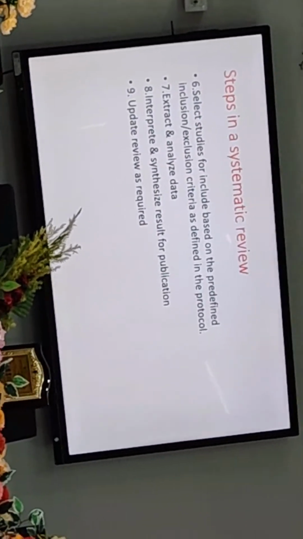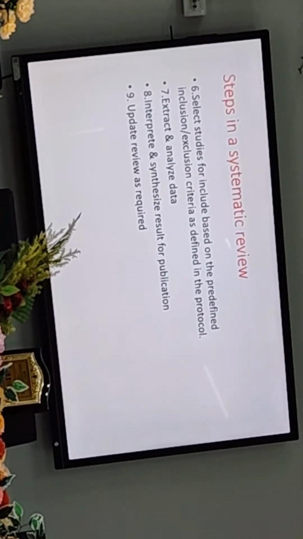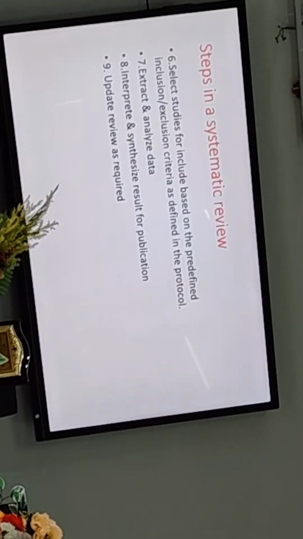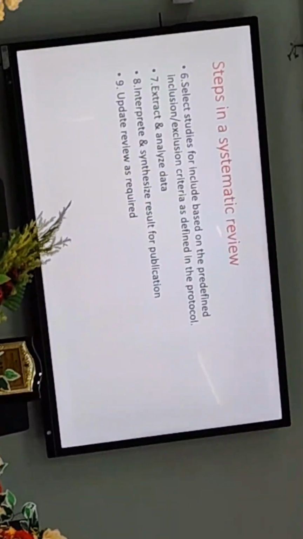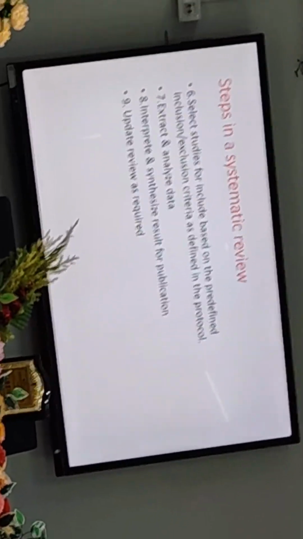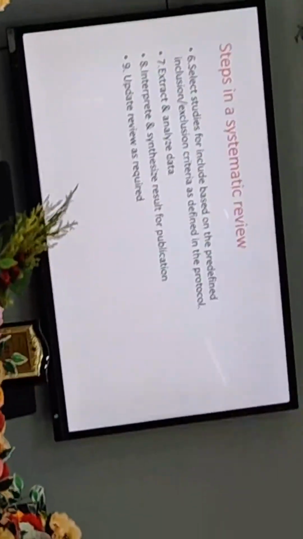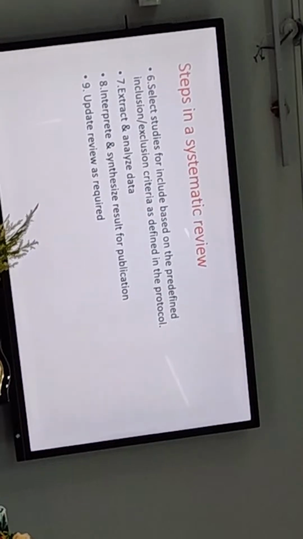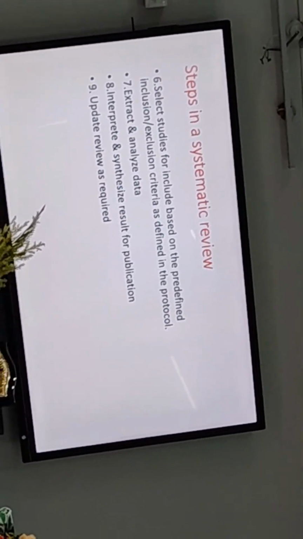The 7th, 8th and 9th steps are meant for the meta-analysis. So as far as SLR is concerned, it is up to the 6th step. So I'll focus today only on SLR. Meta-analysis will take another 2 lectures. Right? So I might touch some bibliometric analysis if time permits.